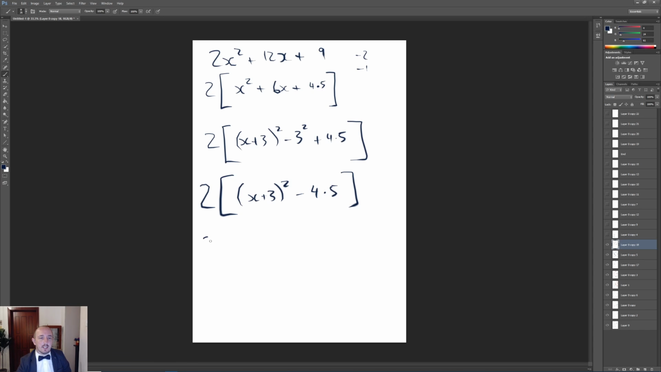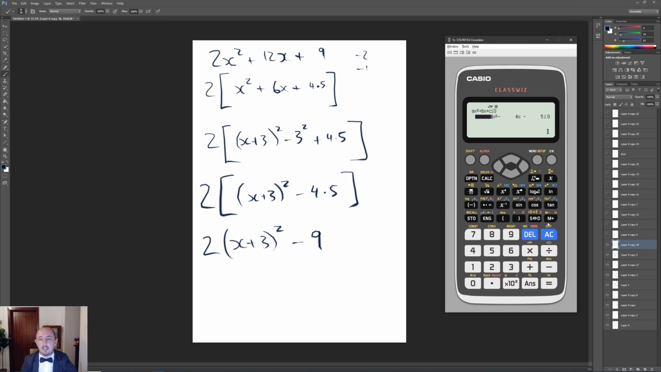And then I can distribute the 2 and get my x plus 3 squared, and then the 2 times the minus 4.5 is minus 9. Okay, so let's check that on the calculator. We're going to go to menu, down to the equation function, and then we're going to do polynomial degree 2, and we're going to put in 2x squared, 12x, and 9.